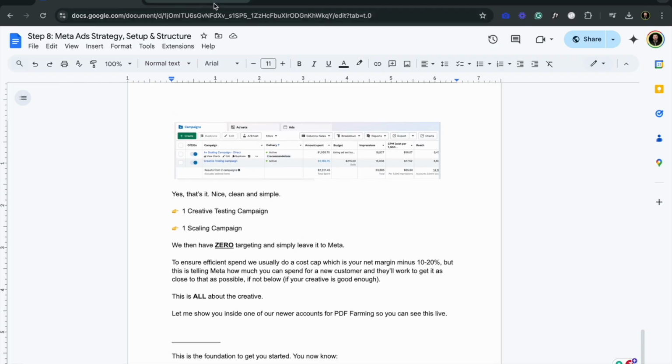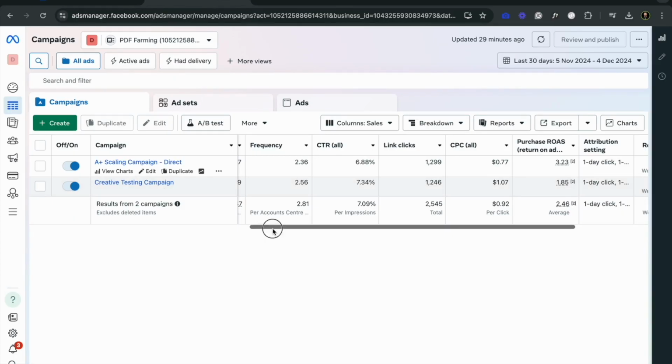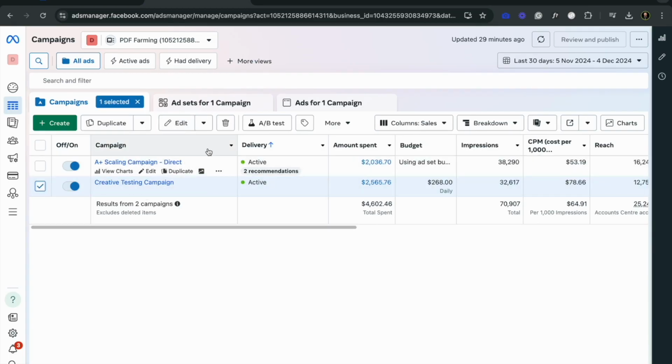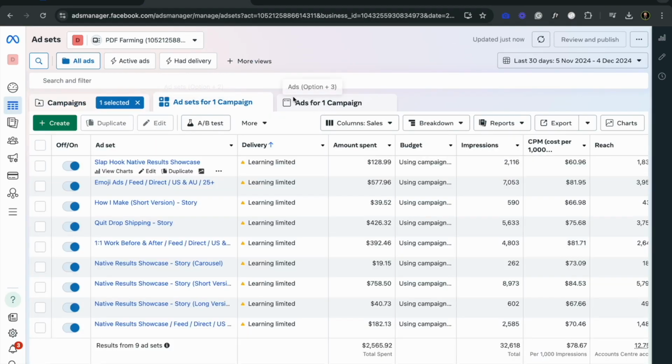So let me show you what this actually looks like inside our warming up account. So we have basically a creative testing campaign and we have an A+ scaling campaign. I'll go through the A+ scaling campaign in seconds. So let's start off with the creative testing campaign. So what this is, I'll basically have ad sets and ads. So the ad sets are here.